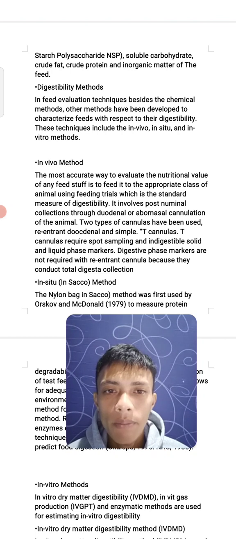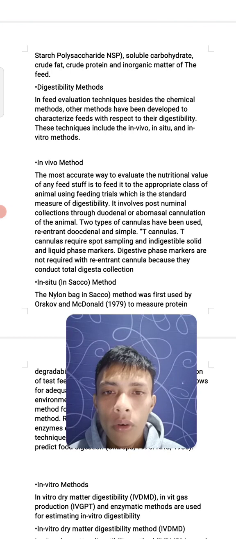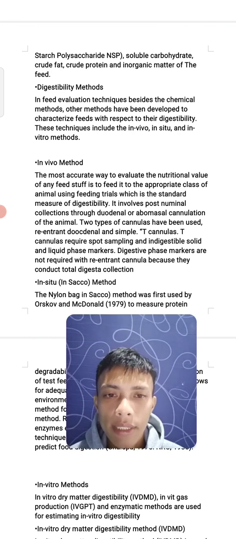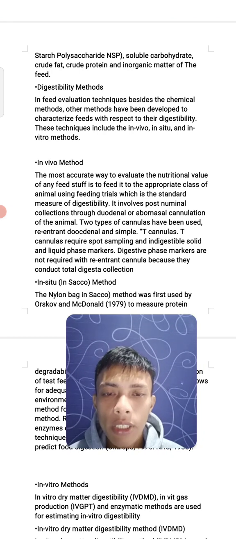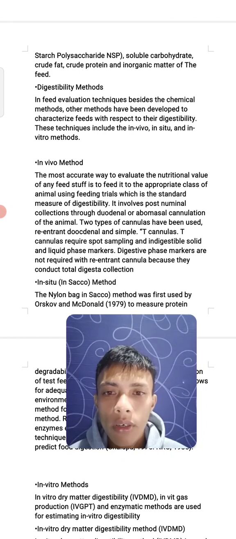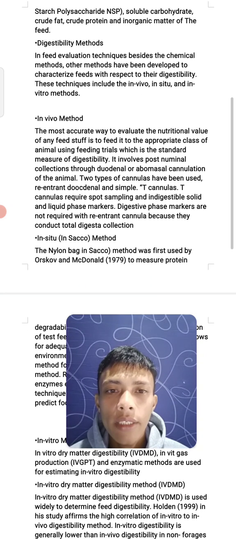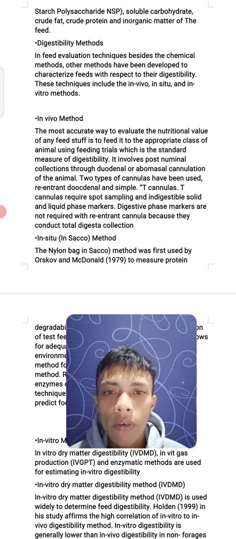It involves post-ruminal collections through duodenal and abomasal cannulations of the animals. Two types of cannulas have been used: reentrant duodenal and simple T cannulas. Simple T cannulas require spot sampling and digestible solid and liquid phase markers. Digesta phase markers are not required with reentrant cannula, because they conduct total digesta collections.